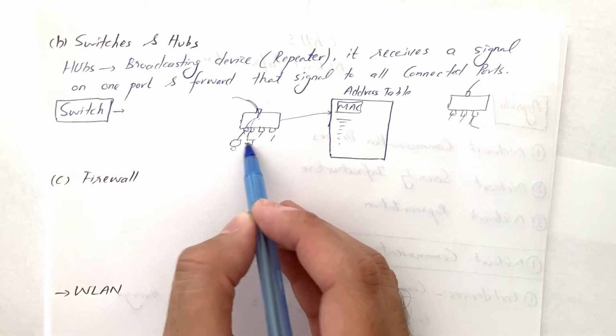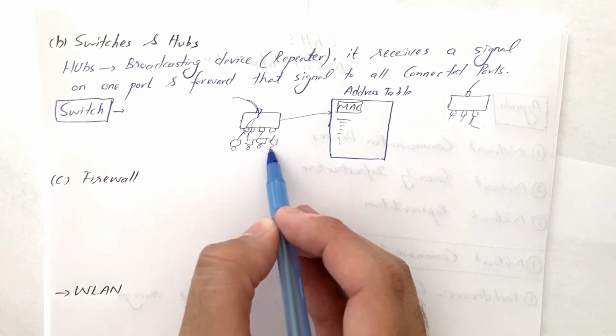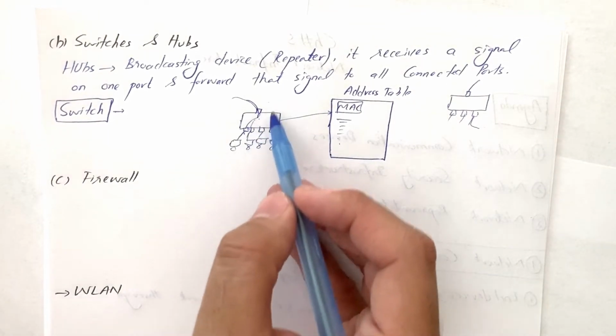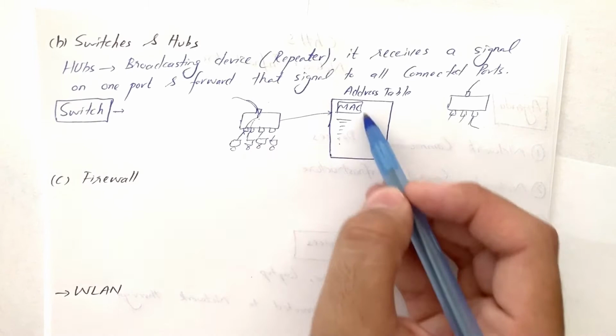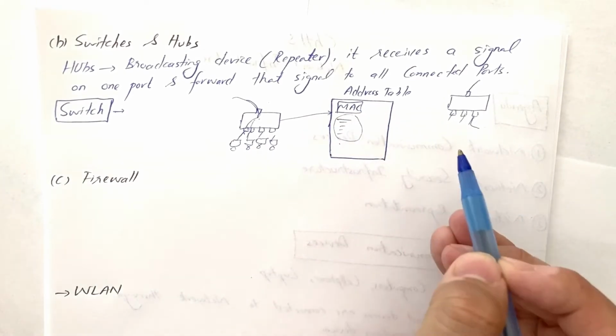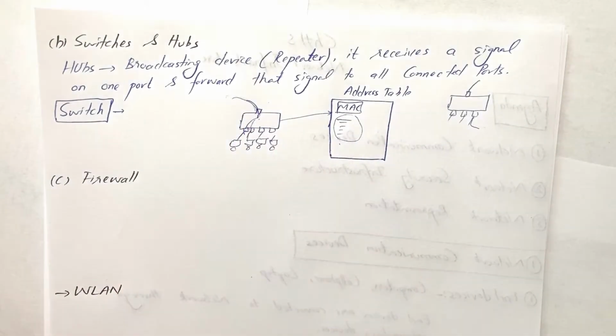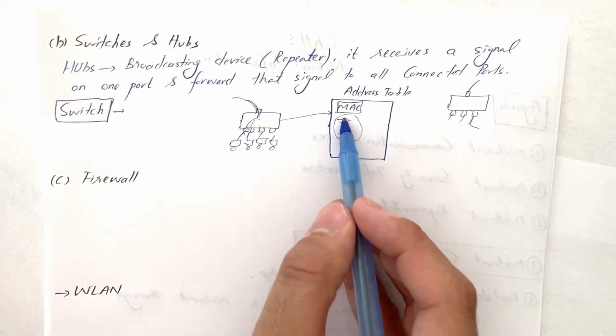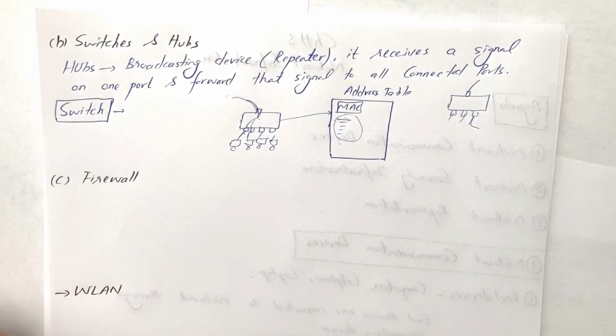Let's say this is a device, and that's another device. Let's say these 4 devices are connected with the switch. The switch knows the MAC addresses of all these devices. How? All these MAC addresses are stored in the address table. When a packet arrives for a specific computer, the switch refers to the address table, finds the MAC address, and then forwards the packet to that particular computer.